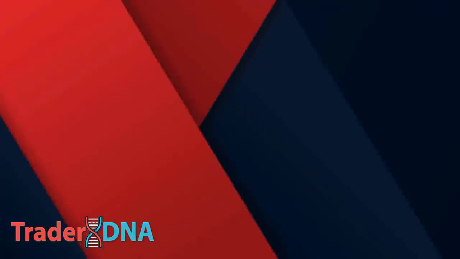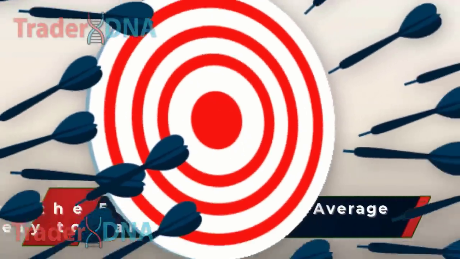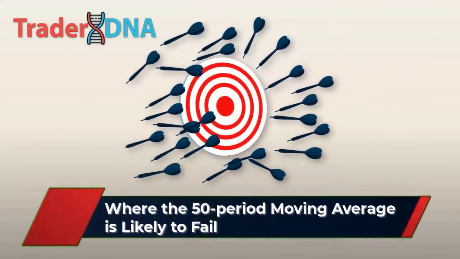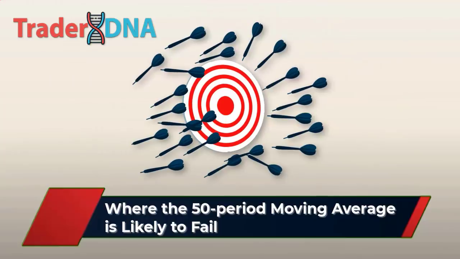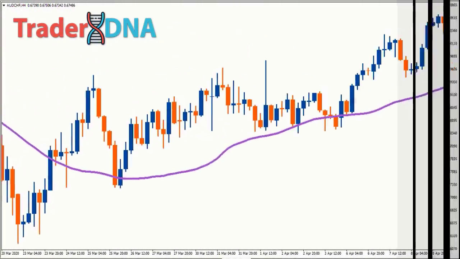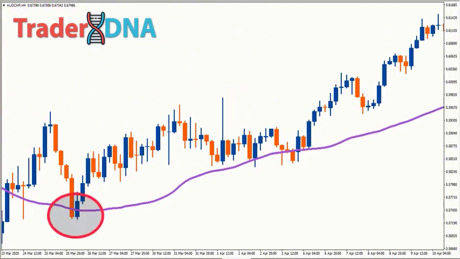Where the 50-period moving average is likely to fail. Breaking the average. The 50 is a major trend-following average to use on the chart. To this point, what you do not want to do is overreact if a stock breaks the average on 1 or 2 candlesticks. We like to call this porosity.